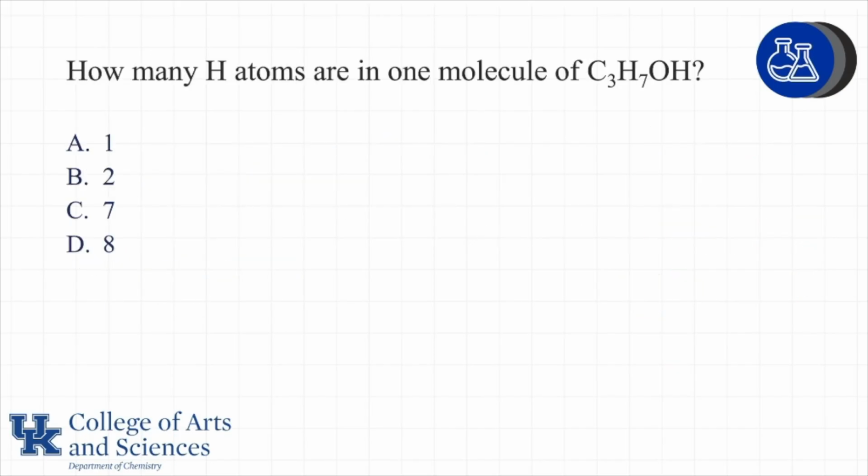How many hydrogen atoms are in one molecule of C3H7OH? Notice that hydrogen is present in 2 different places in the formula. This has to do with how those atoms are connected in the molecule, and we're not going to worry about that right now. All we need to worry about is that we count all of the hydrogens. So we have 7 hydrogens first, then we have 1 more hydrogen because there's no subscript, so we have a total of 8 hydrogens in this molecule.